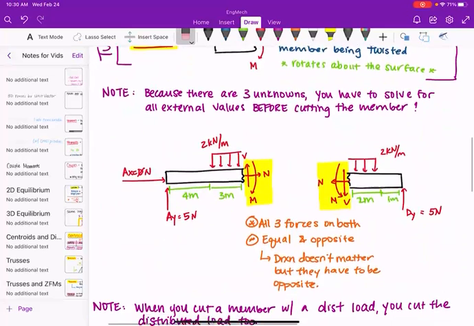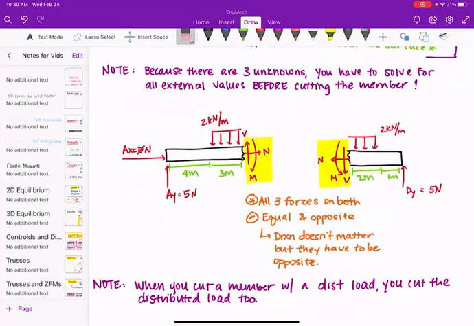So here's the cut that I made, right? I made it at point E, and here are my internal forces at point E. One thing to remember is that you include all three forces on both sides of the cut, and they're equal in magnitude but opposite in direction, right? Because if I put these back together, I want them to cancel out entirely because they're internal. If they didn't cancel out, they would have some sort of external effect.